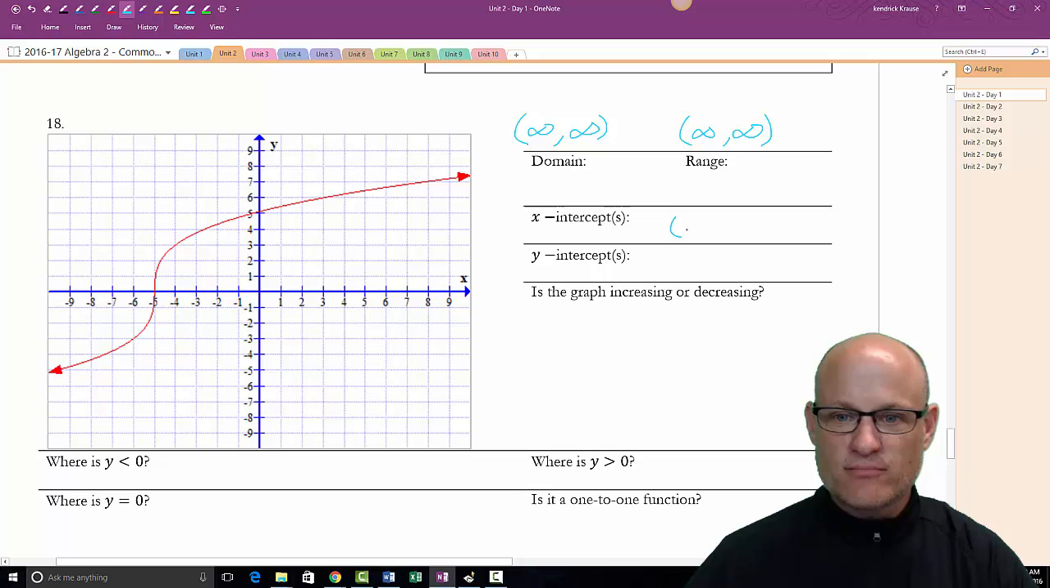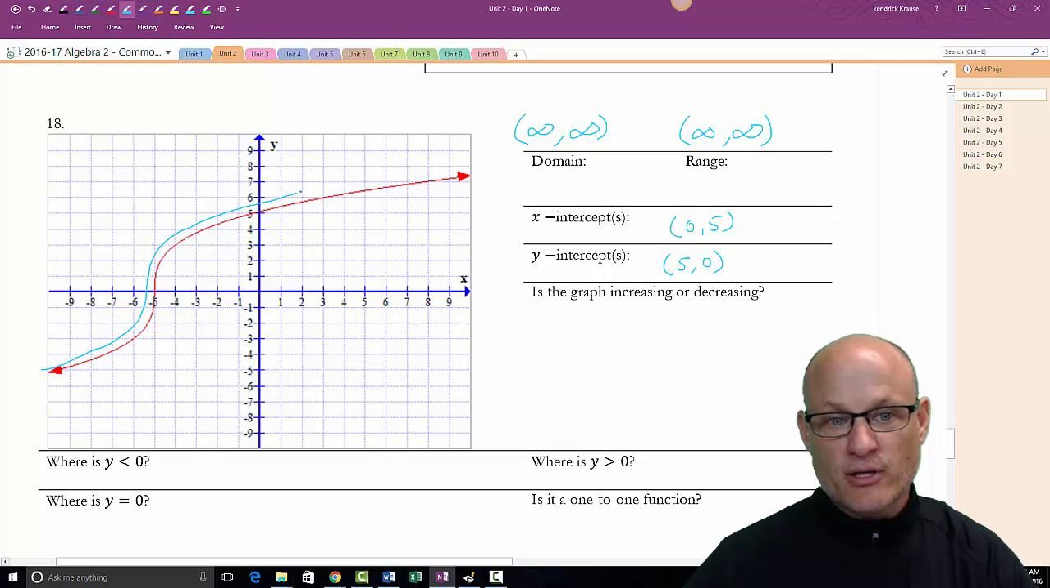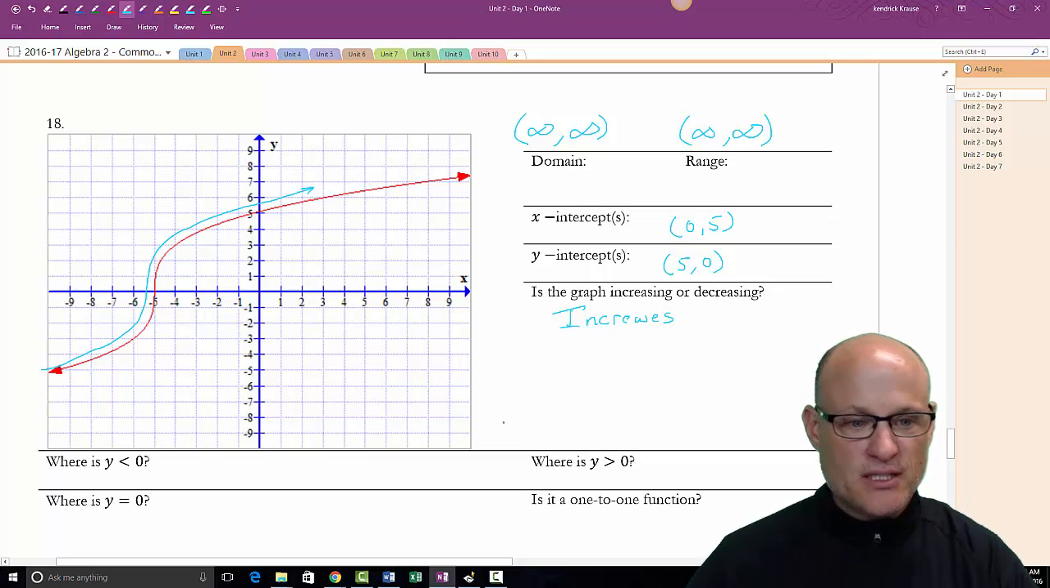X-intercept, oh, okay, 0, 5. Y-intercept, 5, 0. Is this graph decreasing or increasing? Well, if you watch this, remember, we got to read from the left to the right. As I go from the left to the right, what's it doing? It's going up, it's going up, it's going up steep, real steep here, and then going up and up. So it's always increasing. Remember, always reading from the left to the right.